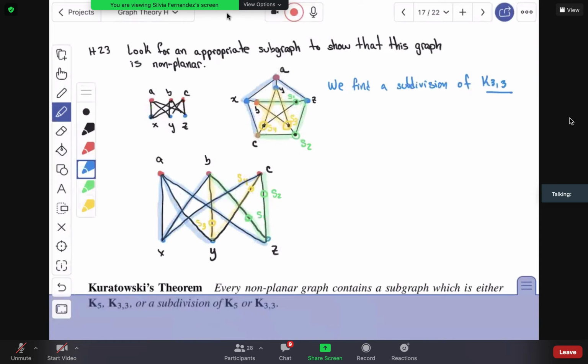You see? So this vertex, the S1 that I have here, actually has degree 3 in my original graph, right? But in the graph of highlighted edges, which is the subgraph that I'm finding as the subdivision of K33, it only has degree 2. You see? Any questions?